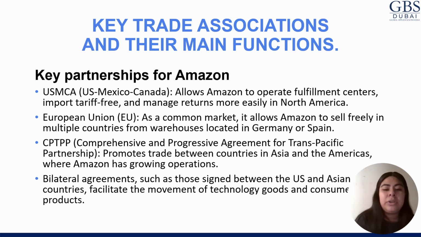For the European Union side, as a common market, it allows Amazon to sell freely in multiple countries from warehouses located in Germany and elsewhere. As well, we have bilateral agreements, such as those signed between the USA and Asia, facilitating the movement of technology, goods, and consumer products. These trade partnerships are agreements between countries, as I mentioned before, for example the USA, Mexico, and Canada, or maybe only the European side or the Asia side.